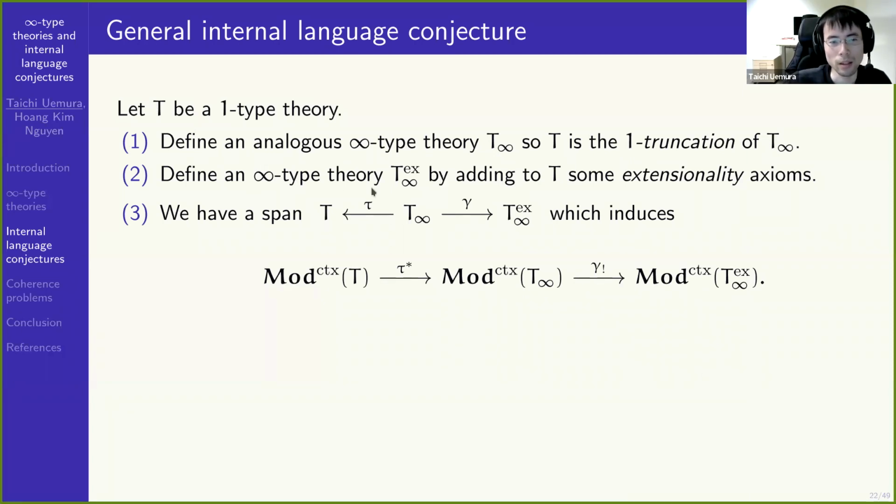And then we define another infinity type theory, which we write T infinity X, obtained from T infinity by adjoining some extensionality principles. And then we have a span of infinity type theories. The left side is a kind of truncation map, and the right-hand side is a kind of localization map, which induces functors from contextual models of T to contextual models of T infinity X by first pulling back and then pushing forward.